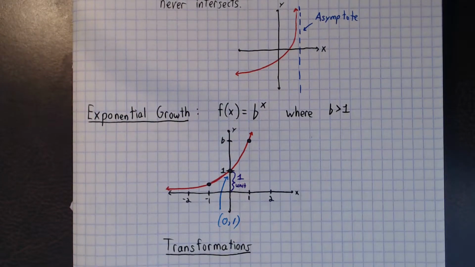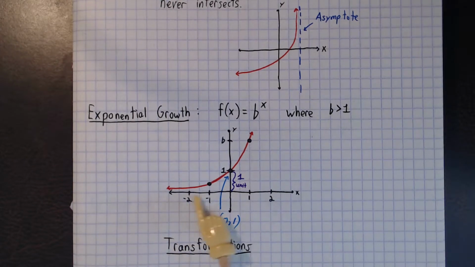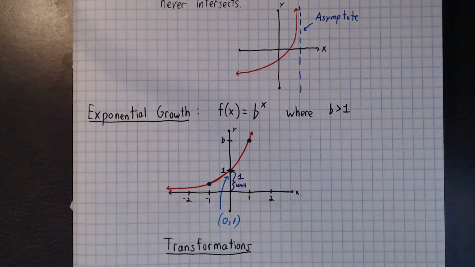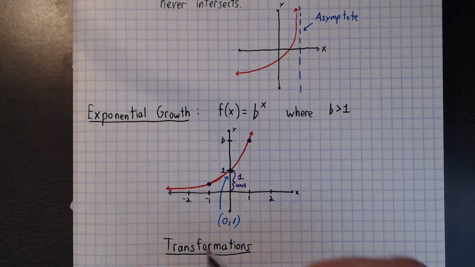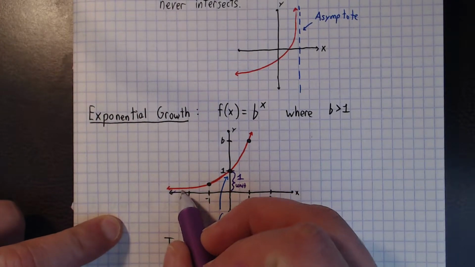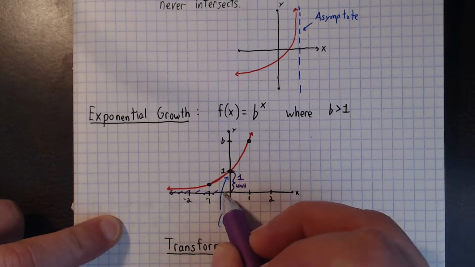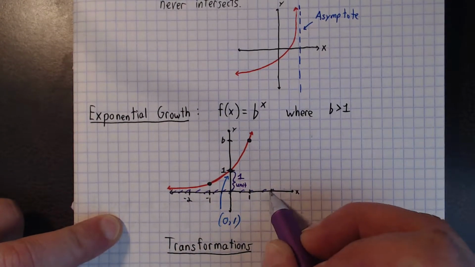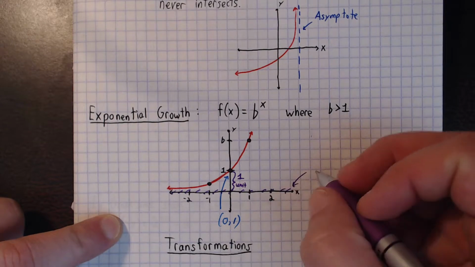Now, 1 unit from what? Here, it looks like it's the x-axis. Where it really is going to be 1 unit from is our asymptote. Our asymptote happens to be on the x-axis in this example. So I'm going to draw it in here with this purple. Okay, and we're going to label it.